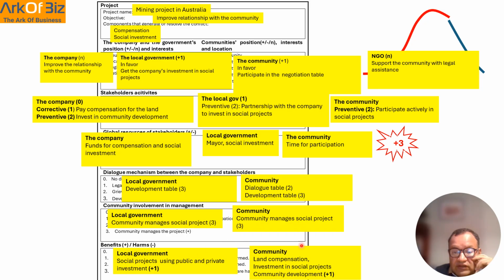Then the community: they receive the compensation they were looking for, and also they receive investment in social projects. Finally, they receive community development, and this has a value of +1. Remember, again, they should be aligned with the government's stance and community's position. If they are in favor, that's because they are receiving benefits.